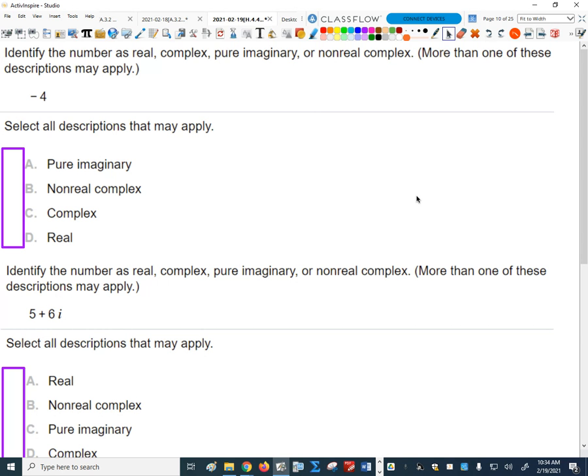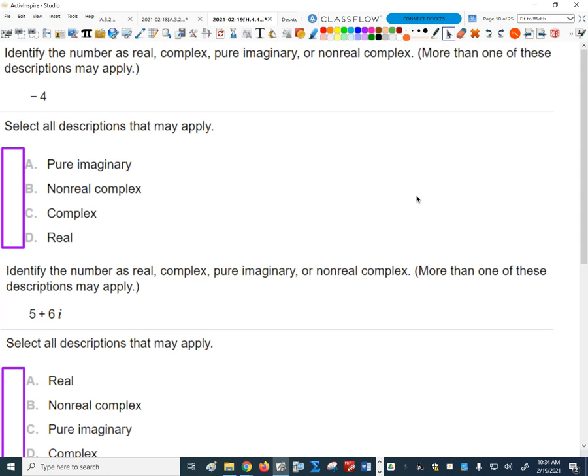Let's just practice this a little bit more, okay? I want you to identify the number -4 as real, complex, pure imaginary, or non-real complex. And more than one of those could apply. So let's go down that list and you give me a thumbs up or a thumbs down on all those options A through D. Is the number -4 pure imaginary? Thumbs up or thumbs down?